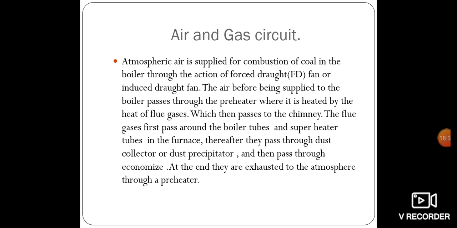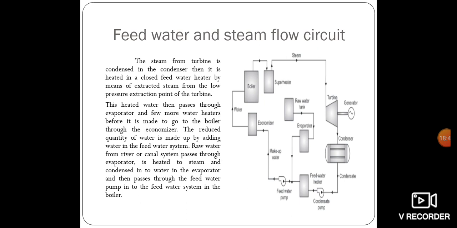At the end they are adjusted to the atmosphere through a preheater. Feed water and steam flow circuit. The steam from the turbine is condensed in the condenser, then it is heated in a closed feed water heater by means of extracted steam from the low pressure extraction point of the turbine.